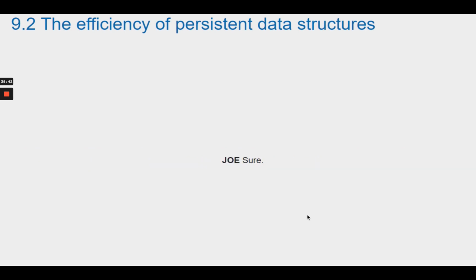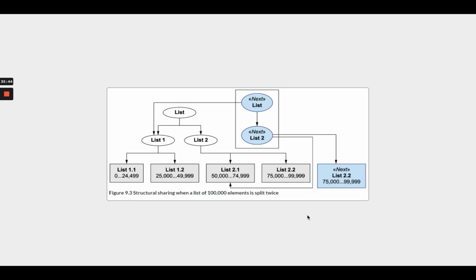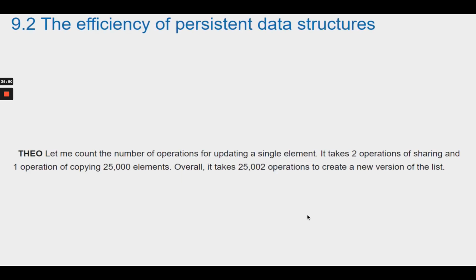Joe: sure. Now it's Joe that goes to the blackboard. He draws the diagram in figure 9.3. Theo: let me count the number of operations for updating a single element. It takes 2 operations of sharing and 1 operation of copying 25,000 elements. Overall, it takes 25,002 operations to create a new version of the list.